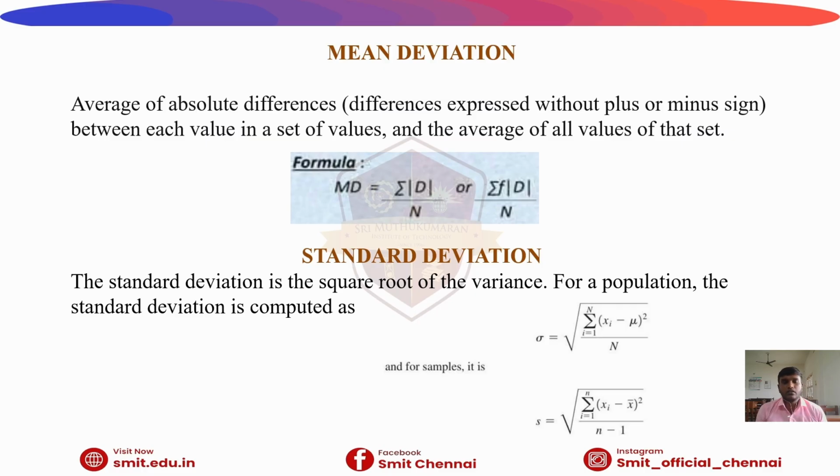Then standard deviation. The standard deviation is the square root of the variance. It's the most commonly used measure of dispersion. For a population, the standard deviation formula is shown here, and for a sample, the standard deviation formula is also shown. You can see that on the slide. The standard deviation tells us on average how far values are from the mean. It's in the same unit as the original data, making it interpretable.